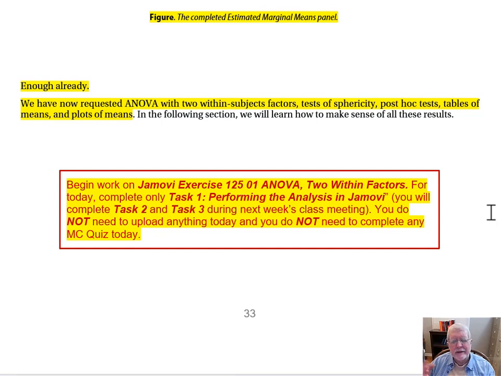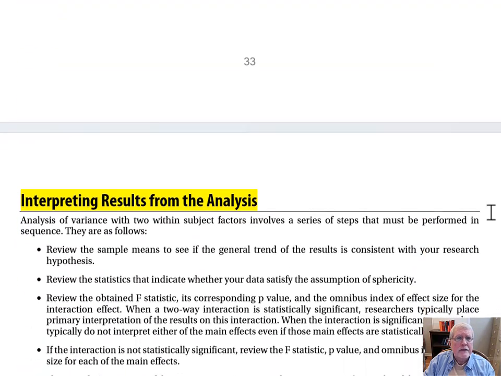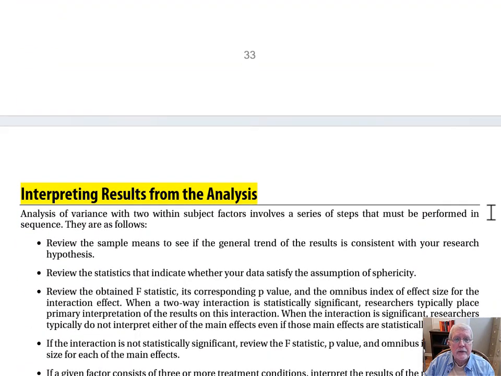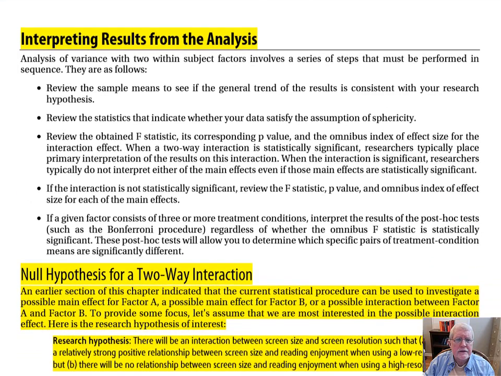Part 2 of this exercise is going to involve interpreting the results produced by Jamovi and summarizing those results in APA style. But before you can do part 2 of that exercise, you have to do part 2 of these lecture notes, which will explain how to make sense of the Jamovi results and how to summarize things in APA style. So this is where this week's lecture actually begins. I'm on page 34 of the lecture notes. The section is headed Interpreting Results from the Analysis. So page 34, Interpreting Results.